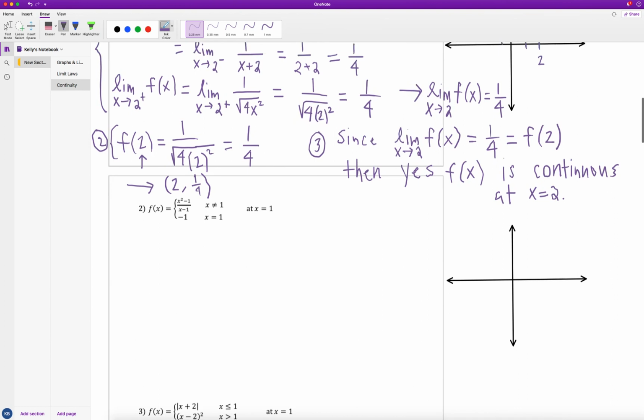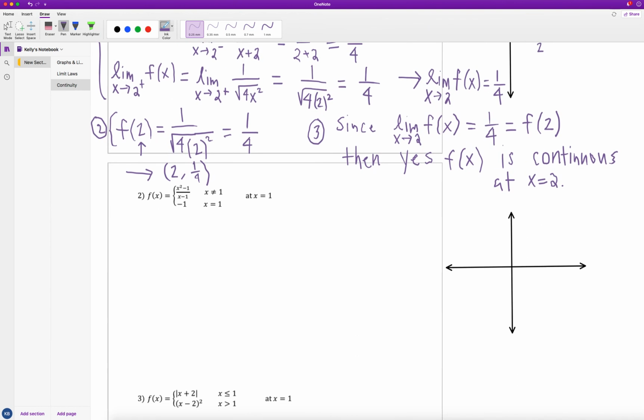Let's look at another example. So in example 2, we have another piecewise function. It's defined a little differently, and we'll talk about it, but it says f of x equals x squared minus 1 over x minus 1 anywhere where x does not equal 1. And then f of x equals negative 1 when x equals 1.